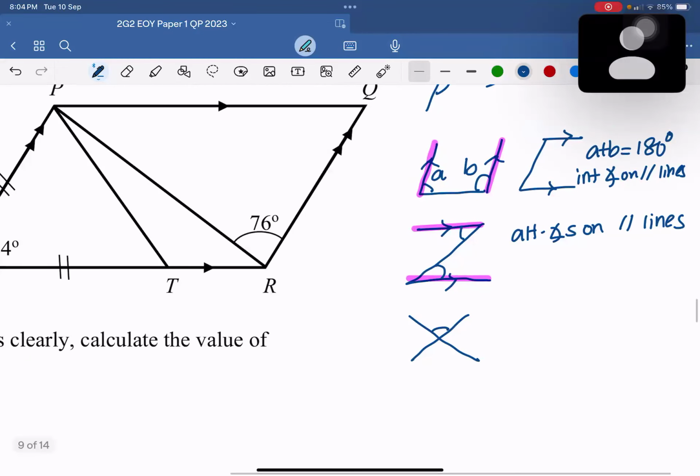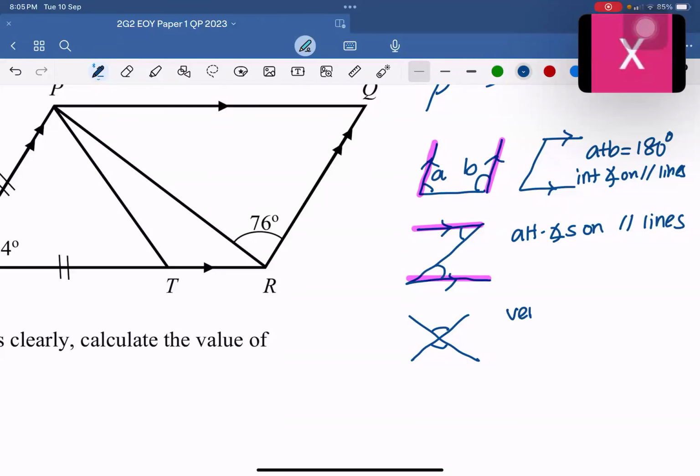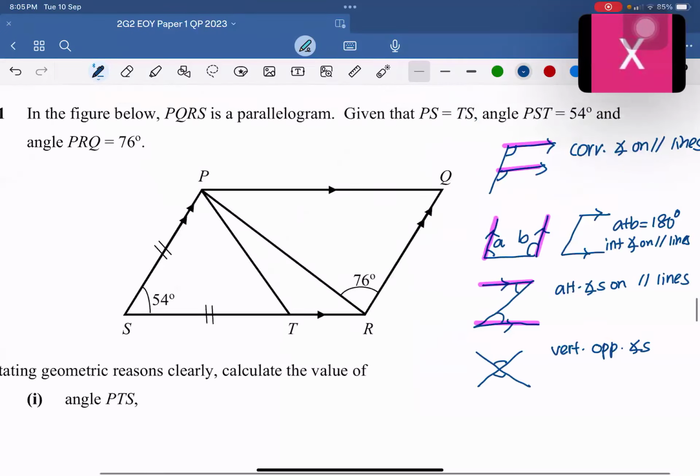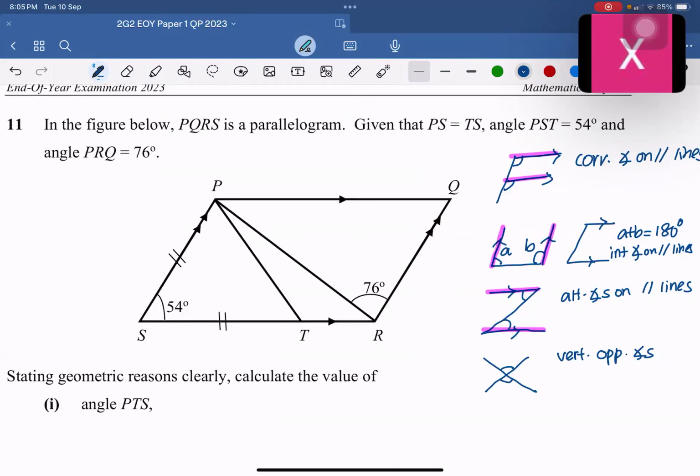Last but not least, can anyone remember the name of this property? Vertically what? What kind of angles? They are equal to one another. I know they are called vertically opposite. Correct. Vertically opposite angles. Very good. I have Zoom remedial, I don't only just talk about answers. You all have to tell me answers also.